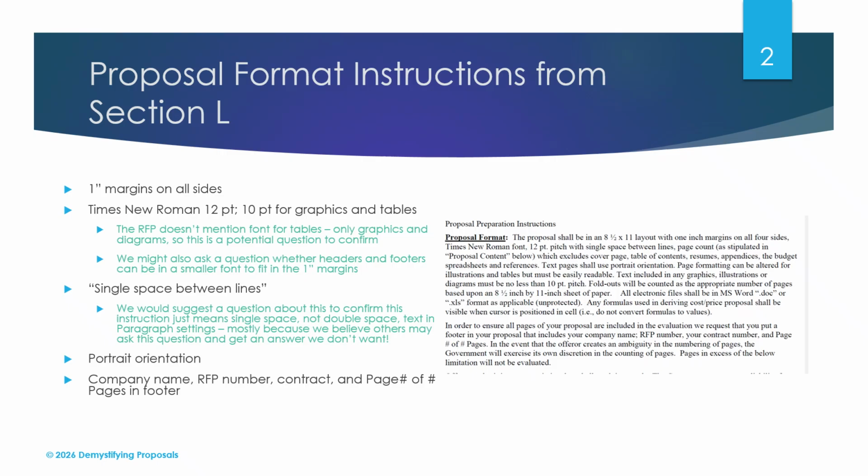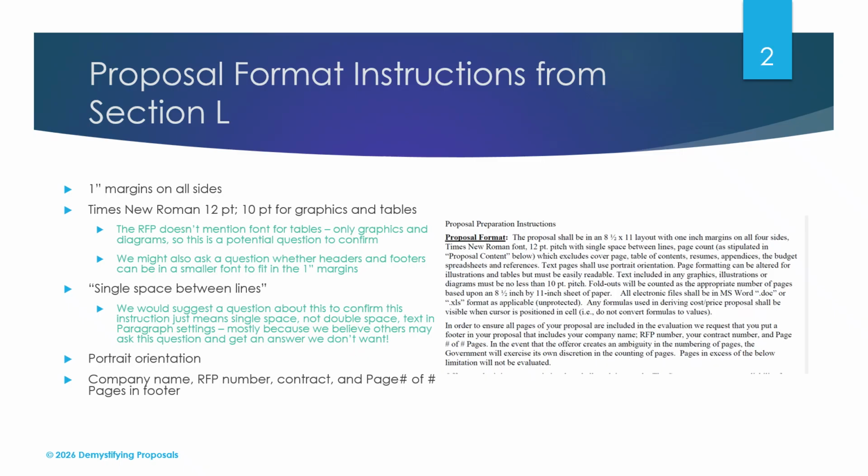So this is the proposal format instructions from section L, or as they call them, the proposal preparation instructions. They are asking for 1-inch margins on all sides, which is pretty standard in federal government proposals, Times New Roman 12 point for text, 10 point for graphics and tables. The RFP doesn't mention actually a font for tables, only for graphics and diagrams. So this is potentially a question we might want to ask to confirm that that applies to tables as well as graphics and diagrams. A lot of times the government thinks of graphics and tables as the same thing.